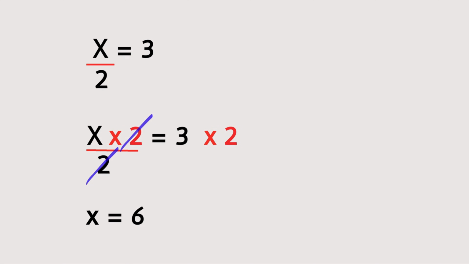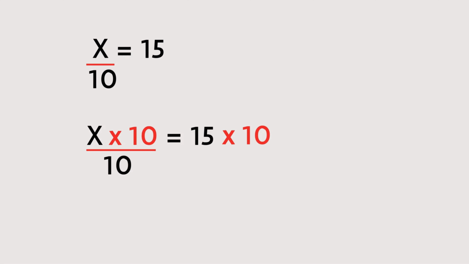Let's take a look at one more division problem. What if the equation looks like this? x divided by 10 equals 15. The unknown x is being divided by 10. So to isolate x, we multiply both sides by 10. On the left, the 10 in the numerator and the 10 in the denominator cancel out, leaving just x. On the right, 15 times 10 equals 150. So our solution is x equals 150. Now you're ready to solve equations with multiplication and division.